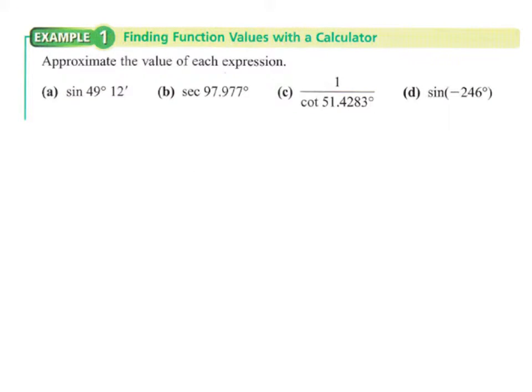So here we'll find approximate values for each of these expressions. Just for simplicity's sake, I'm going to be just rounding to 3 decimal places. Starting off with the sine of 49 degrees 12 minutes. Really no trick to it other than just remember how to find the minutes and degrees on the calculator. Otherwise, when you type that in, you should get 0.756 when we round to 3 decimal places.